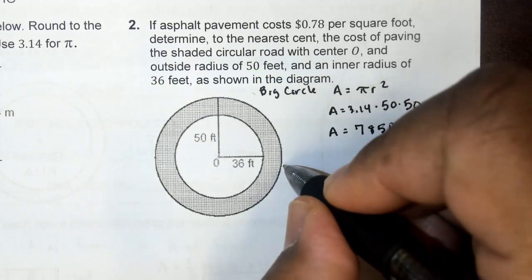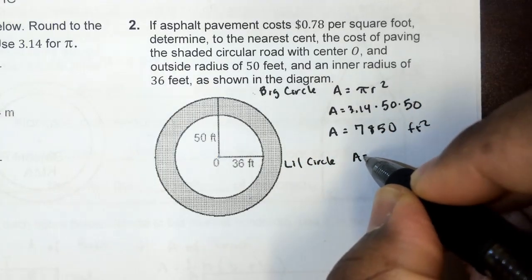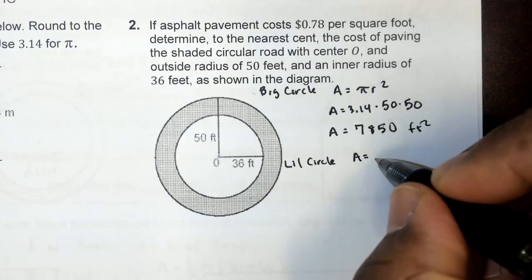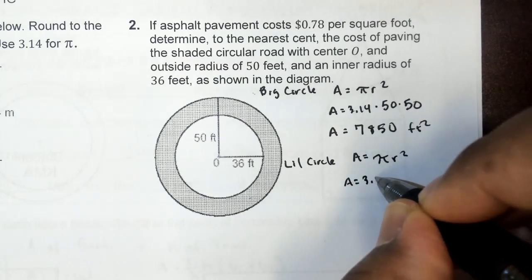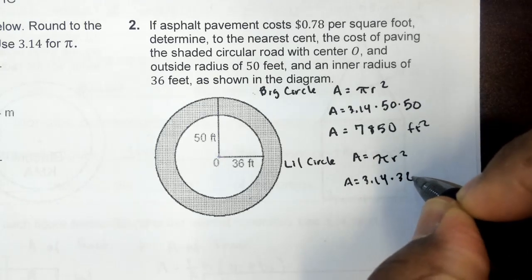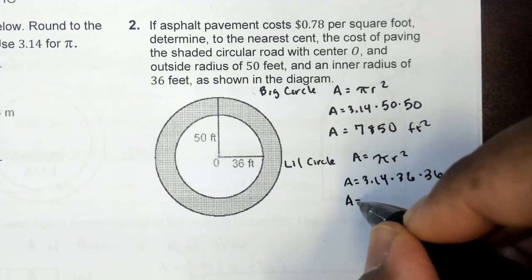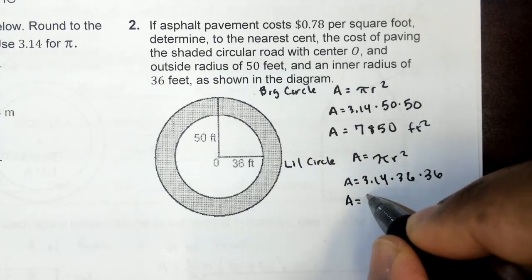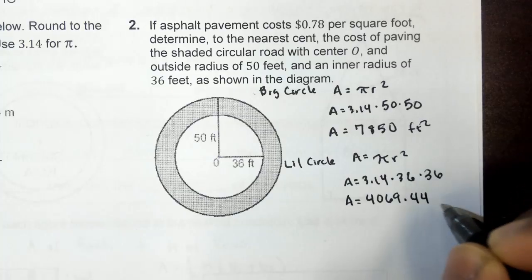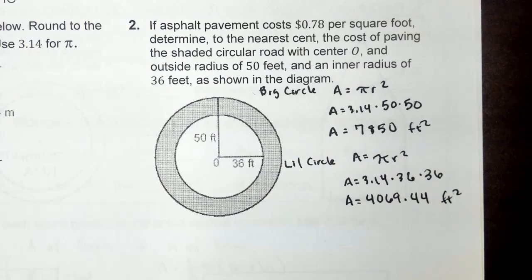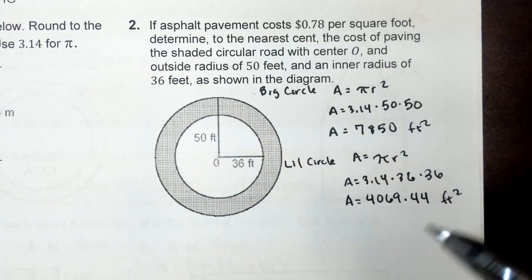And then after that, we do a little circle. Crystal, how we find area of a circle again? I was just checking, see if I can get you. A equals 3.14 times 36 times 36. Point what? 44 feet squared. Alright, so those are my two areas. It's big circle, little circle. To get the shaded area, we're subtracting these.